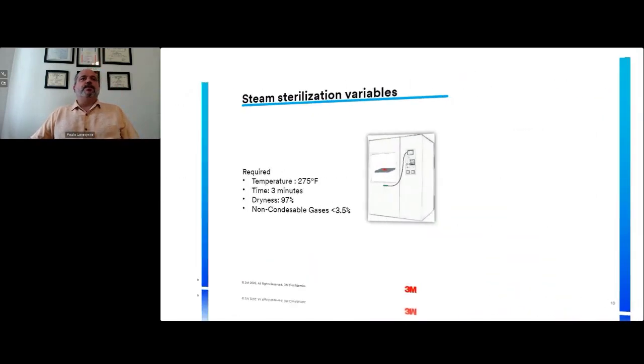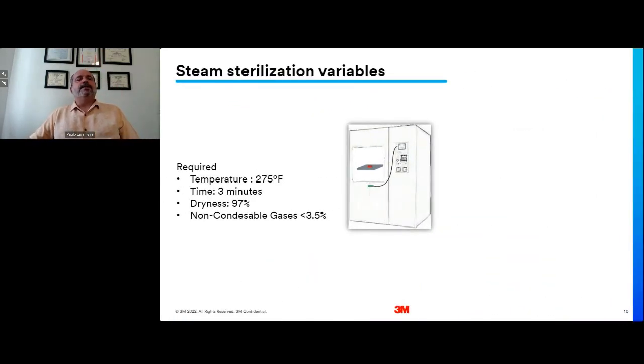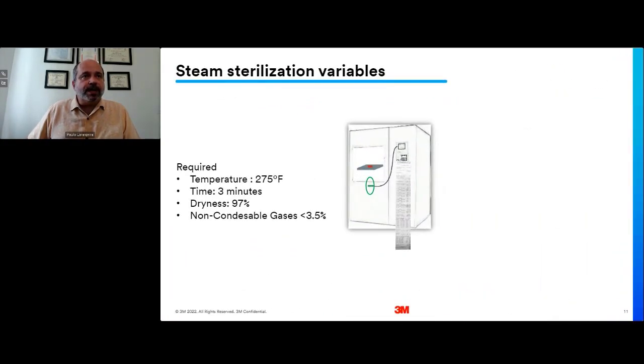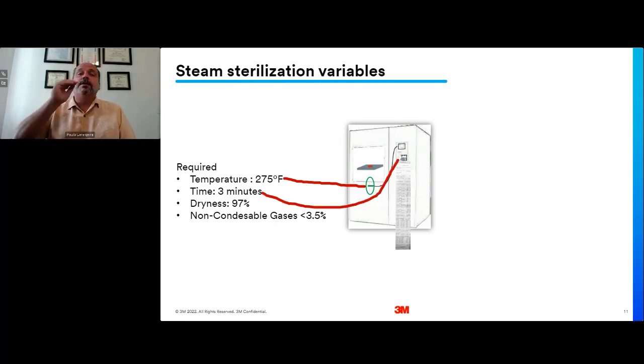Going a little bit deeper, looking at how we measure this. So temperature is going to be measured from my sensor in the drain. Pressure is going to be from the pressure transducer in the chamber. And time is going to be controlled by the controller. So on my physical indicator, on my printout, I'm going to have the values of time, temperature, and pressure, and I'm going to have that recorded throughout the cycle.